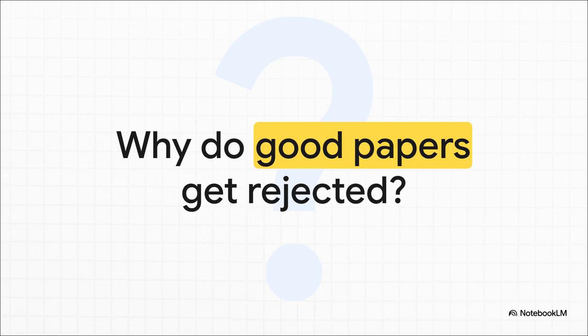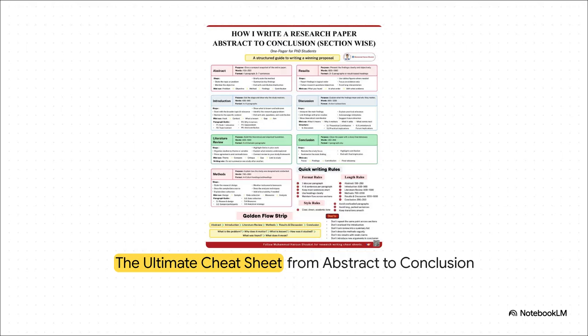But hey, don't worry, because structure is a totally learnable skill, and today we've got the perfect blueprint to fix it. To rescue our researcher's draft, we're bringing in our mentor for this explainer. It's a comprehensive infographic by Mohammed Haroon Shaukat called How I Write a Research Paper, Abstract to Conclusion. Honestly, this thing is a masterpiece of academic structuring.